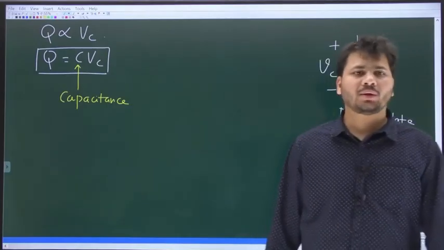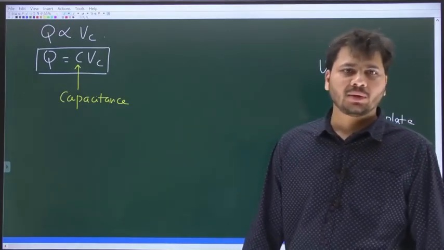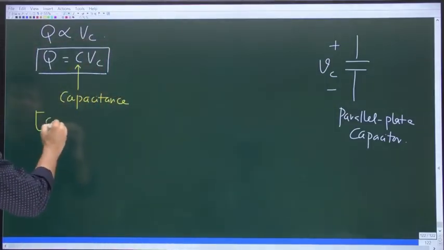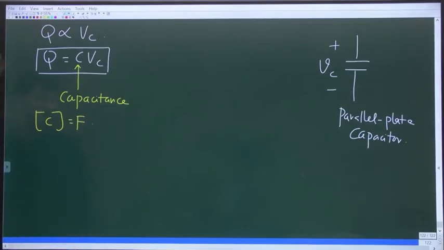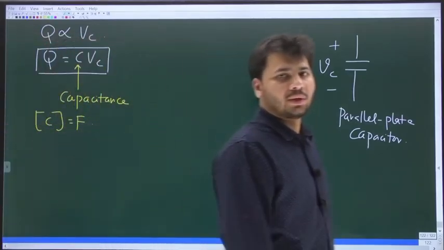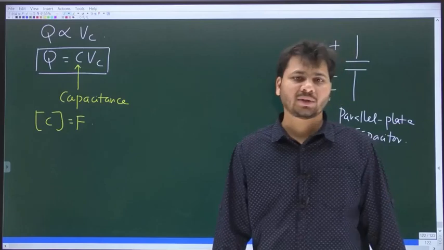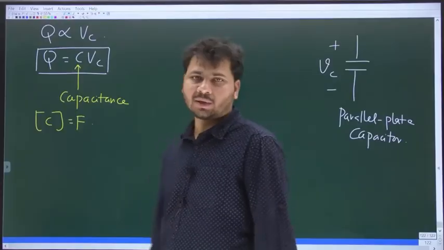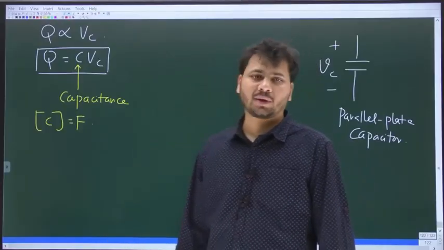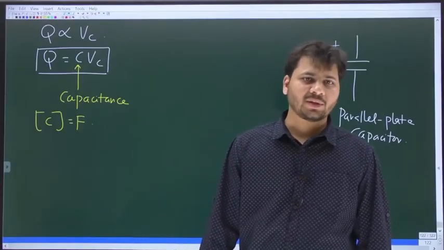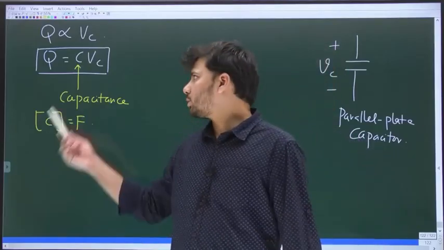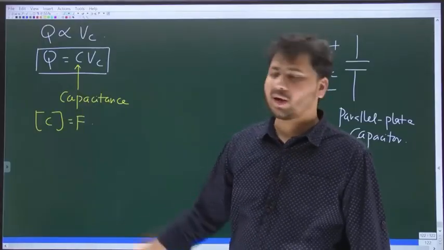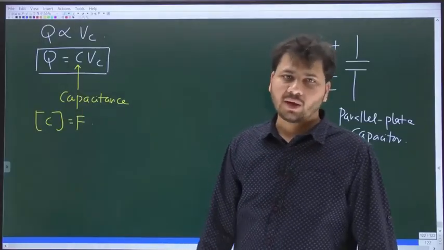So Q equal to C times Vc, where C is the value of capacitance. And the units for capacitance are farads. Capacitance is measured in the units of farads, okay? So what does capacitance value tell you? Capacitance will tell you the ability of a capacitor to store charge. So for a given voltage applied across the cap, how much charge will be stored in the cap? That will be governed by the value of capacitance.